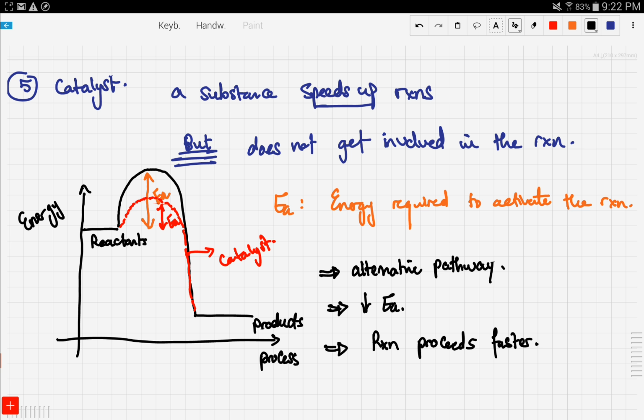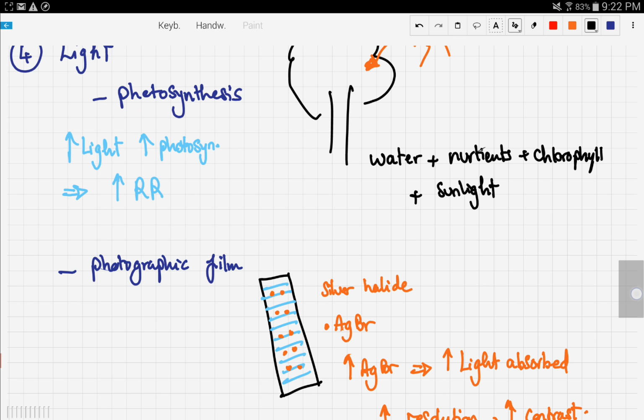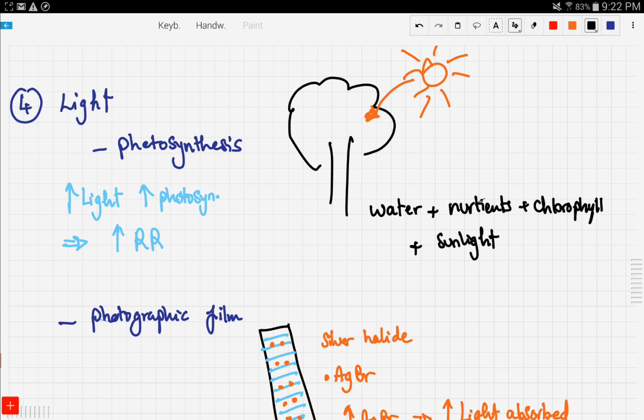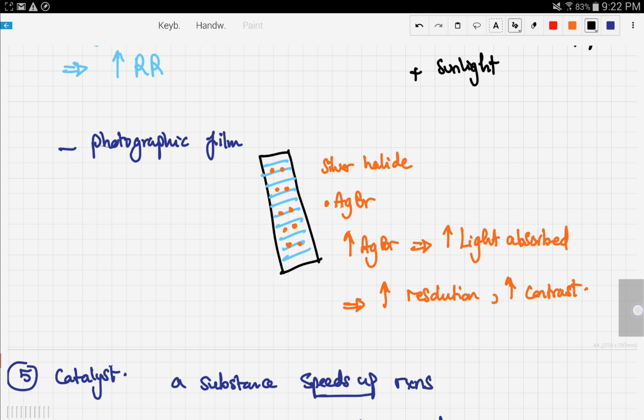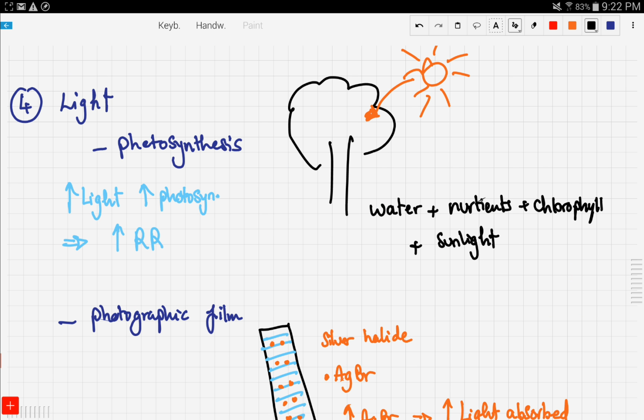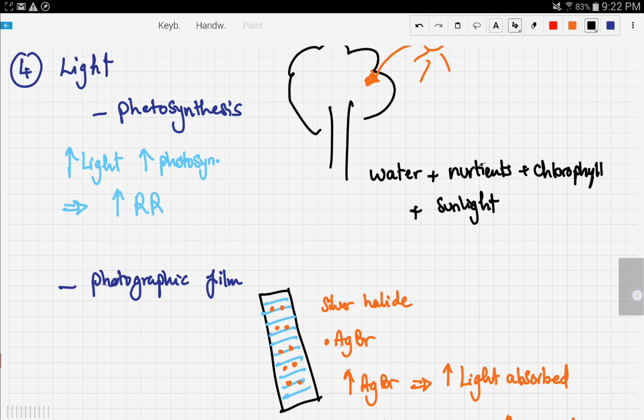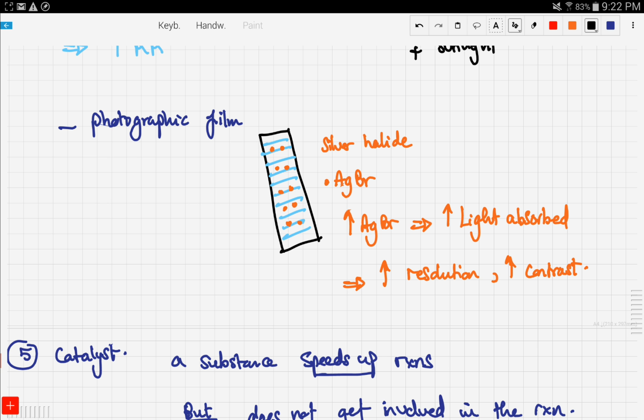So, to recap this, let's go over these things again. The first factor we looked at is light. And we looked at two different processes, which were the photosynthesis and the photographic film. And we said that both processes depend on the light intensity. And if there is more light, therefore the reaction proceeds faster. In the case of photosynthesis, the more the light, the more life there is in the tree and the greener it is. In the case of the photographic film, the more light there is, the higher the resolution of the film will be.